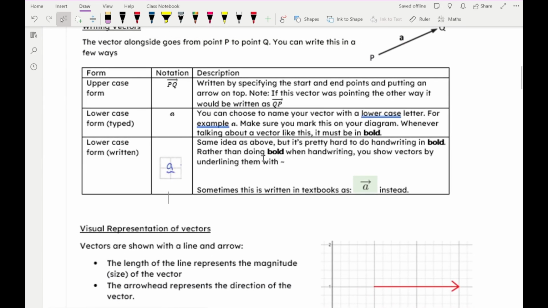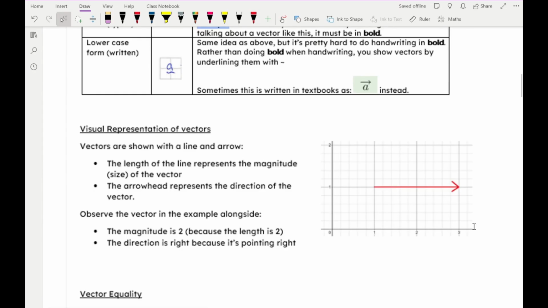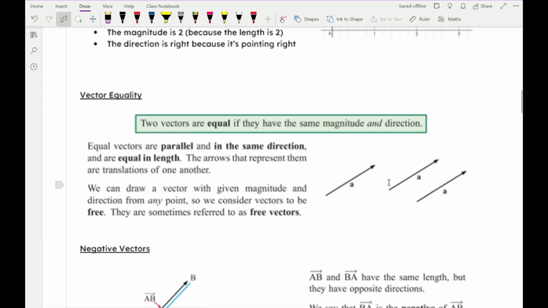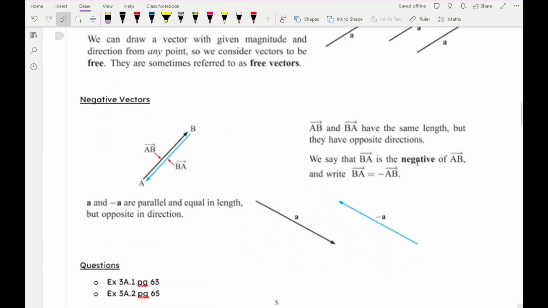So we need to talk about the visual representation of vectors. Here's a vector. It's got a length of 2, and it's pointing right. So with vectors, the things you care about are how long they are and which direction they're pointing. The arrow on the end shows you which direction it's going. Two vectors are equal if they have the same magnitude and direction, so the same length and direction. So these two vectors A, even though they're in different spots, are still equal to each other. And if you want the negative of a vector, well, you flip it.